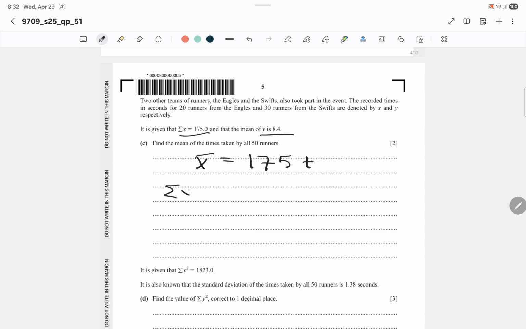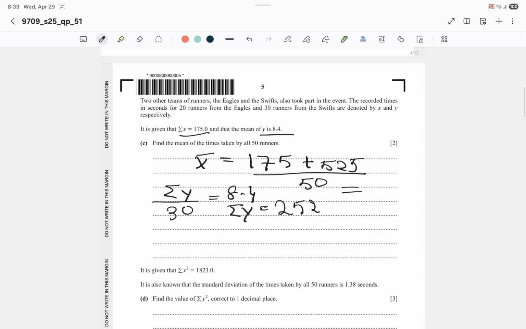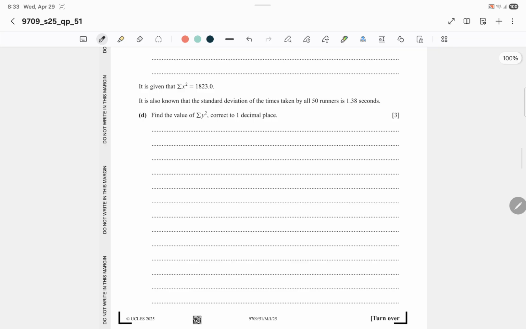So summation of Y, there's how many runners? Summation of Y, okay, 30 into the mean is given as 8.4. So summation of Y is 8.4 into 30, which is 252. So this plus 252 divided by 50, which is the total number of runners, and we get ourselves the value. We get 8.54, right? 3SF. Nice.